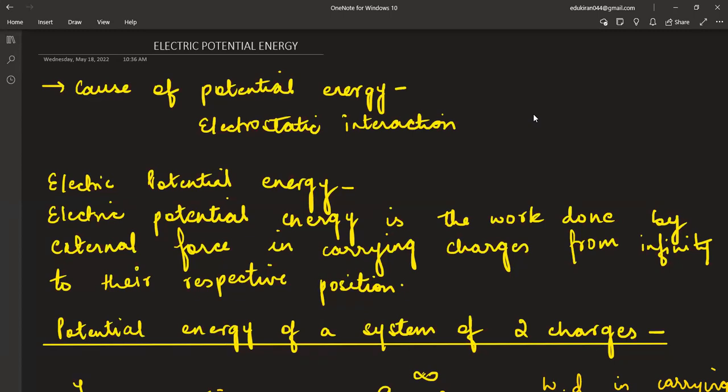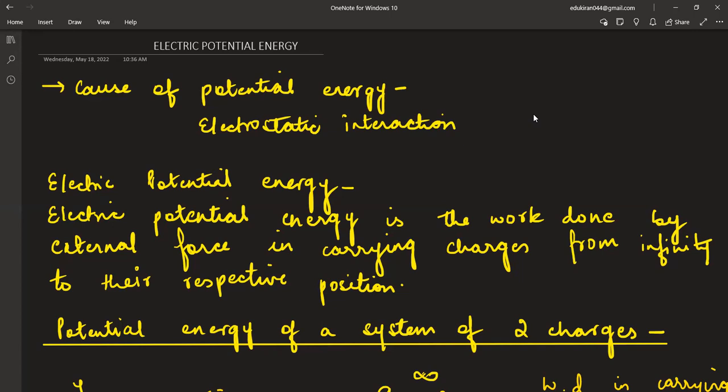Fine. So work done by external force in carrying charges from infinity. Infinity means what? A point which is so far away that no forces are acting on that. You already know the meaning of infinity. Counting is infinite: 1, 2, 3, 4, 5, 6. You can count up to infinity. Infinity means something that you're not able to count.